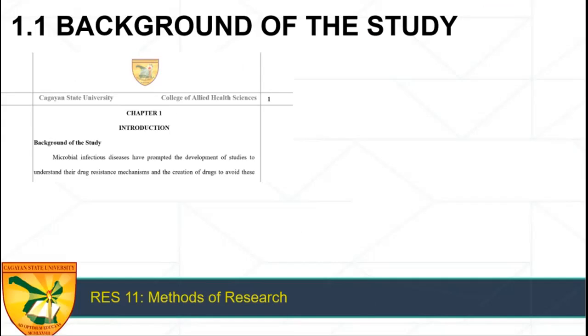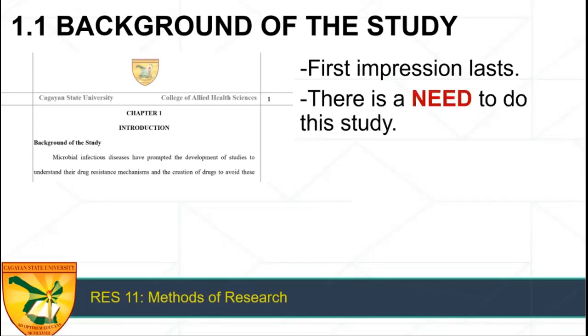So your goal here is to convince the reader of the need to do the research. That is why this part should be written intricately. And you need to convince the reader at the first line and at your first paragraph that there is an immediate need to do the research. Remember that first impression lasts. And the importance of this part is you tell the readers that there is a need to do this study.